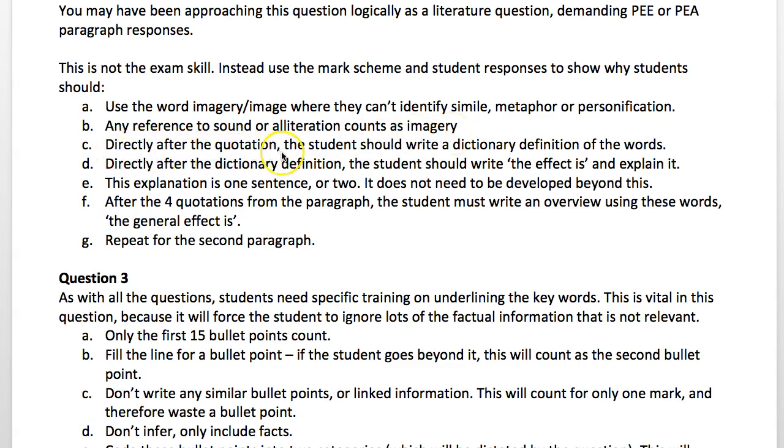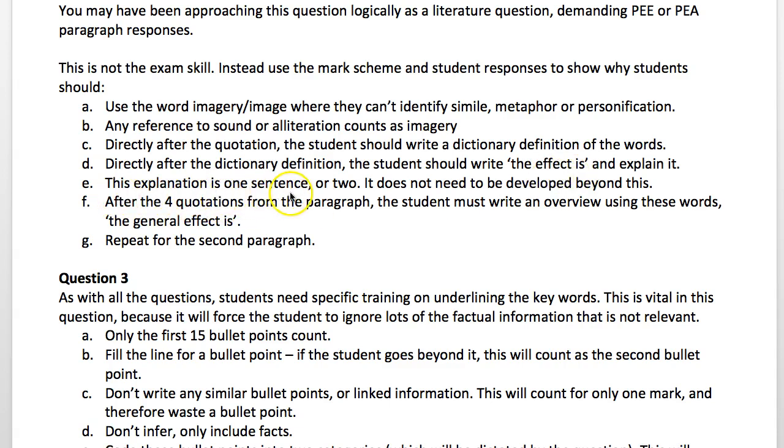Right, directly after the quotation, you should write a dictionary definition of the words. So you can actually say, the dictionary definition of this is, or some of you might feel more comfortable by saying, this means that. Then directly after the dictionary definition, you should write the effect is, and then explain that. And the point of using these words, the dictionary definition and the effect is, is that they're in the mark scheme, and so you're guiding the examiner to give you full marks.